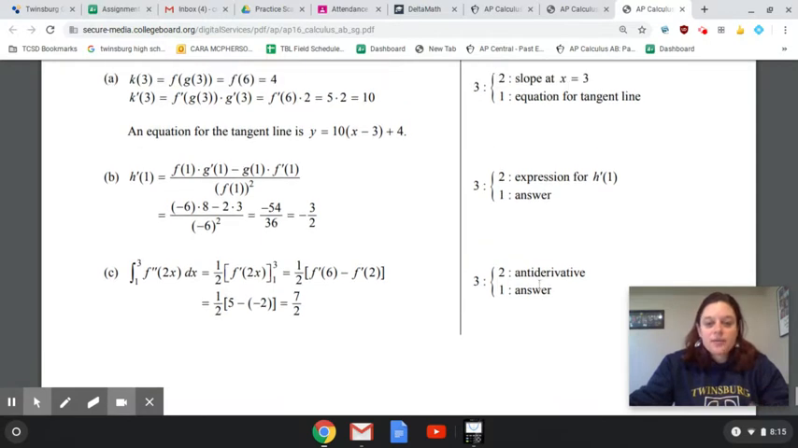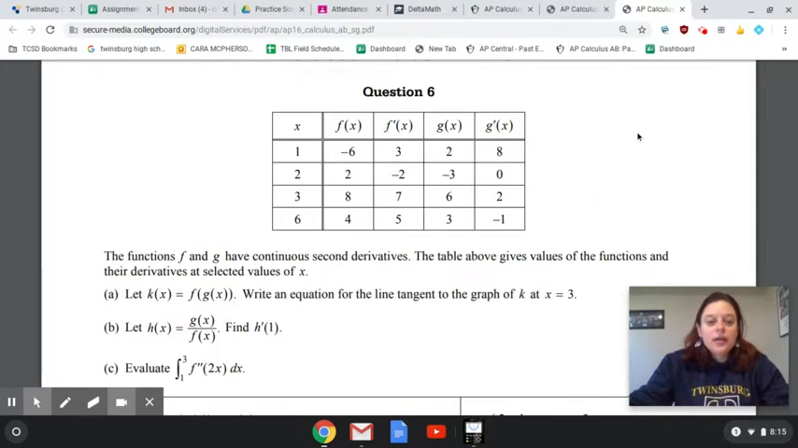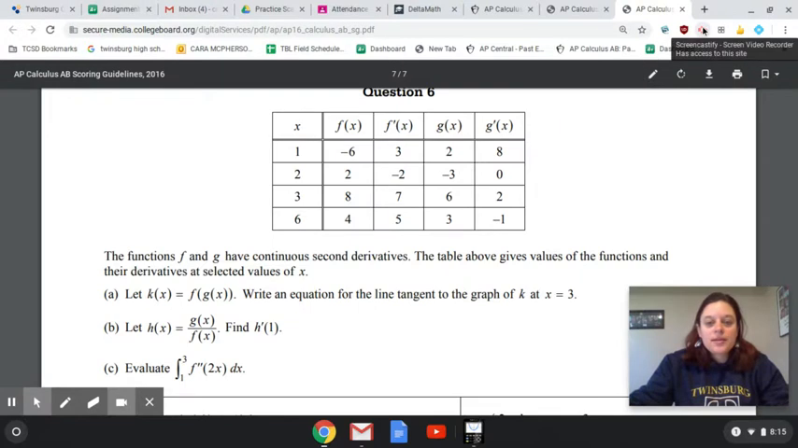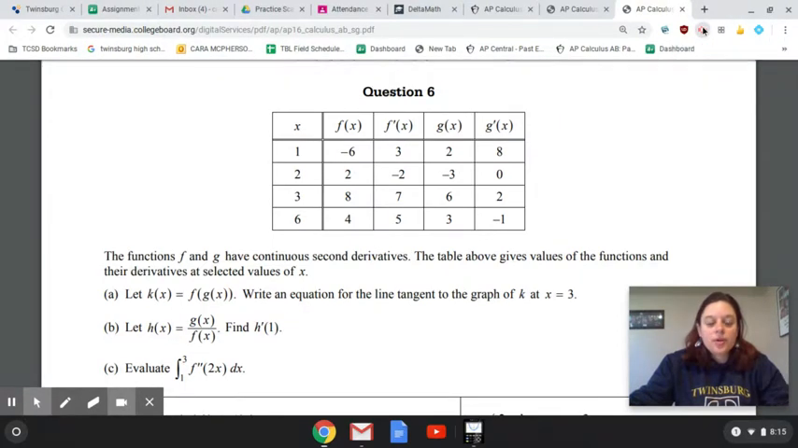So I thought that was kind of a different question, a nice one to look at, because it was not as much of a word problem and a little more of just a generic problem. So that is your question explanation of the day.